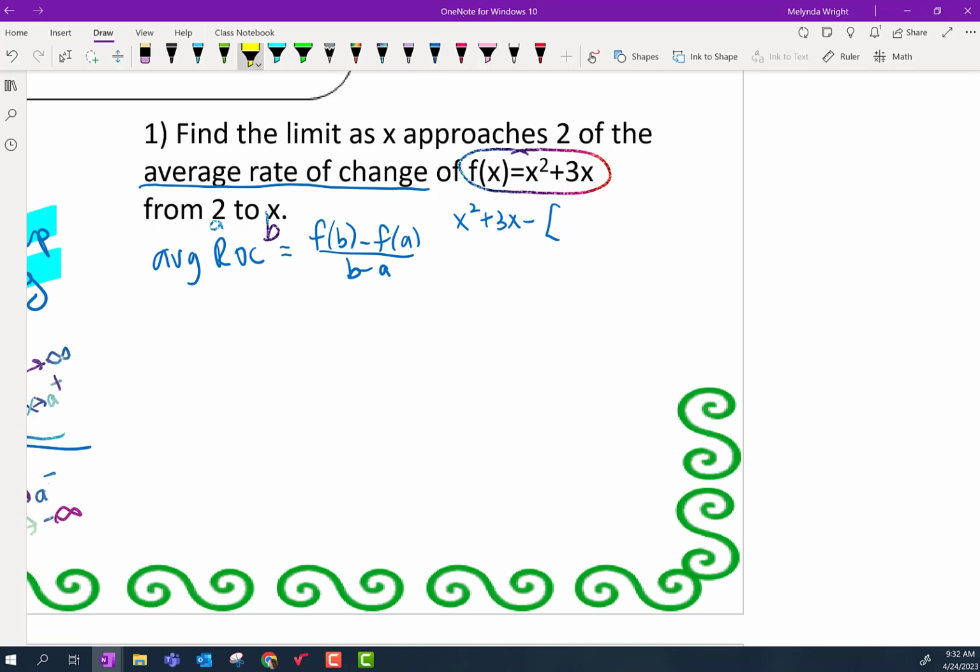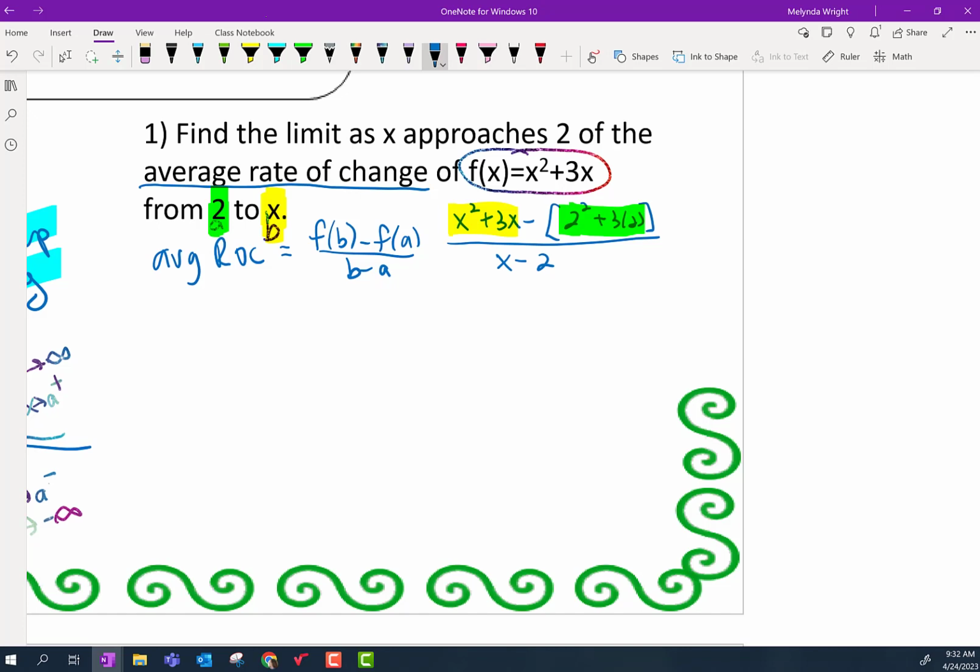And we just talked about b is x. So that means that that's what I get here. That's f of b. Minus f of a. So that would be 2 squared plus 3 times 2 over. So again, this is a right here. A is 2. And so I'm plugging in a 2 everywhere there's an x. I'm using my formula. Over b minus a. So b is x and a is 2.